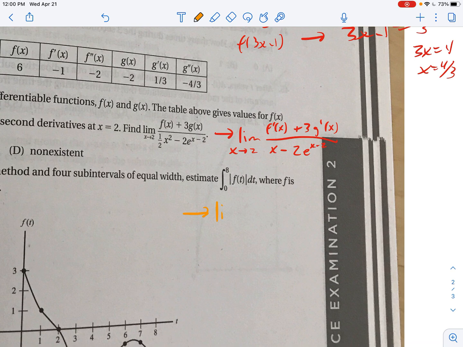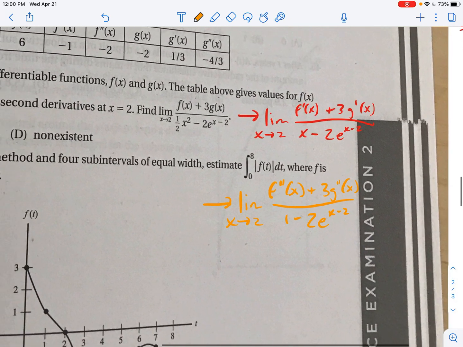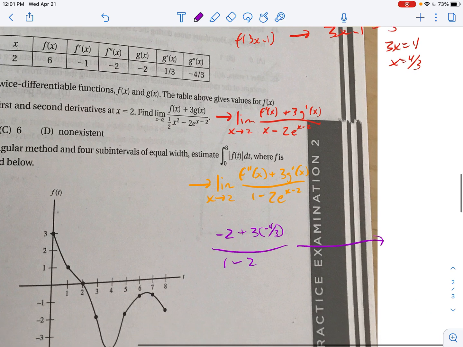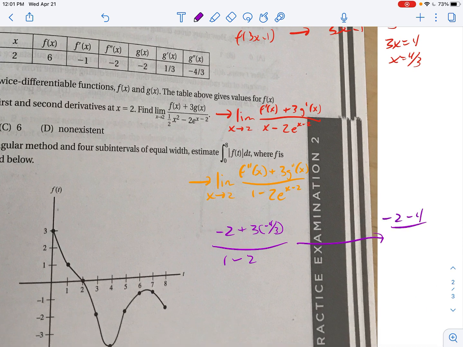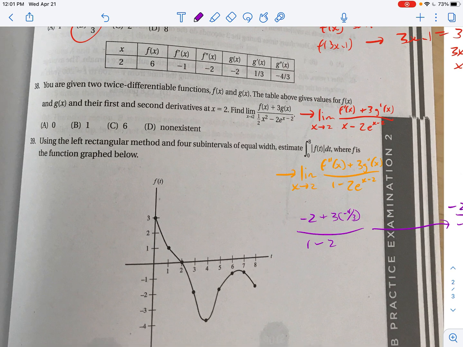By L'Hopital's rule, I can do it again. Take derivatives one more time. I would have f double prime of x plus 3 times g double prime of x over 1 minus 2 times e to the x minus 2. So now if I plug in, I get negative 2 plus 3 times negative 4/3 over 1 minus 2. So what do I have? Up top, that is negative 2 minus 4. In the bottom, that's negative 1. That looks like 6, and that is correct.